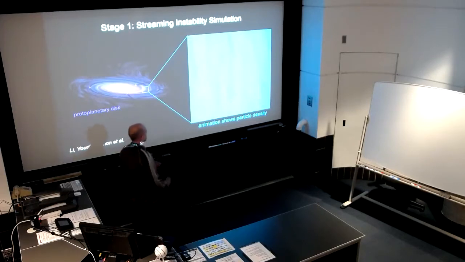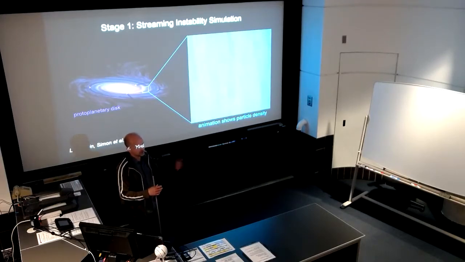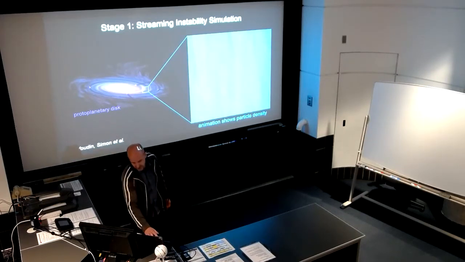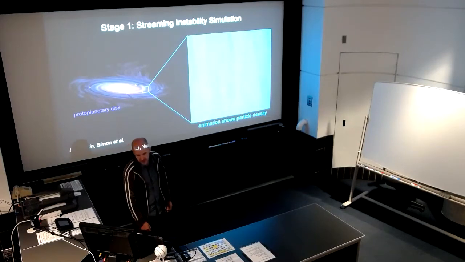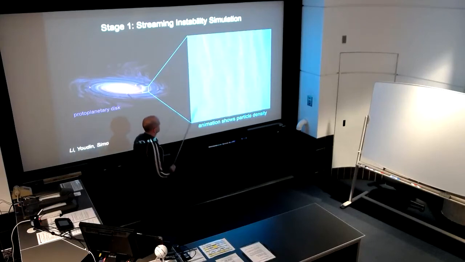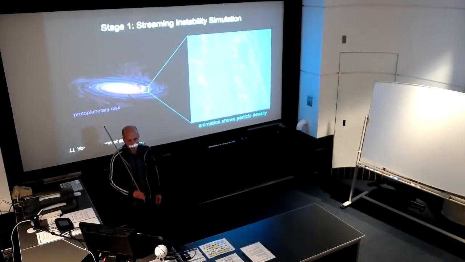And what's shown here in this movie is the particle density. Of course, these simulations account for the gas, for the particles, but also for the aerodynamic coupling between them, which is so important for the streaming instability. So this is just an illustration of one of the simulations we had, and as you can see, a very strong particle concentration formed in the simulation.